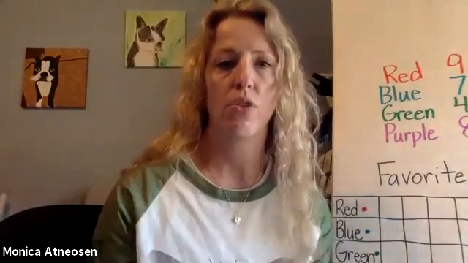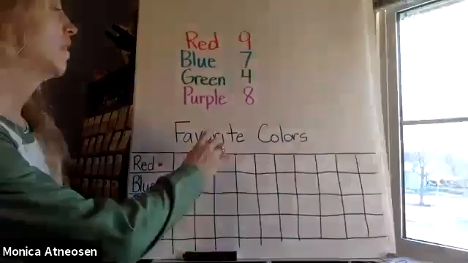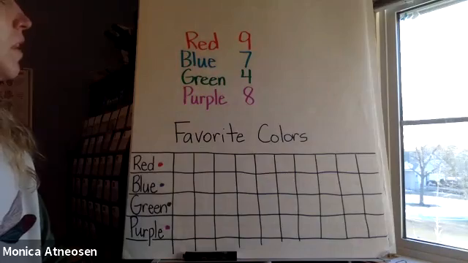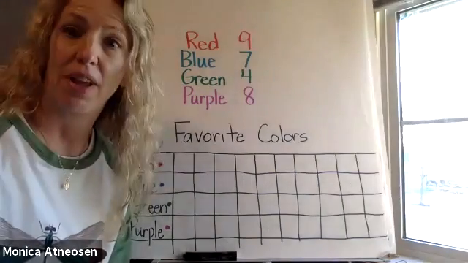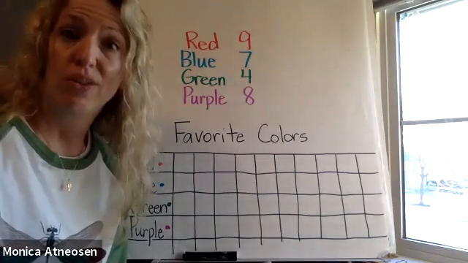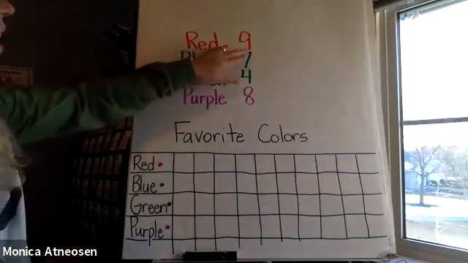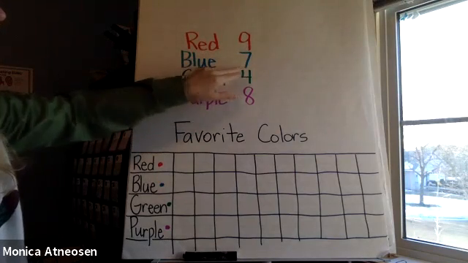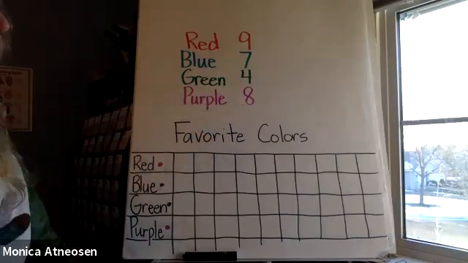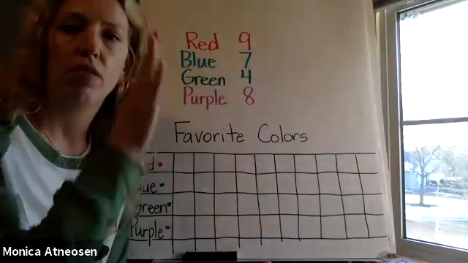Today's graph has a title, and the title is Favorite Colors. This graph is going to be about my students from last year. I asked them last year what their favorite colors were, and I kept that information. I found out that 9 of them loved red, 7 loved blue, 4 loved green, and 8 loved purple. I found that out by asking them, and then they had to vote.